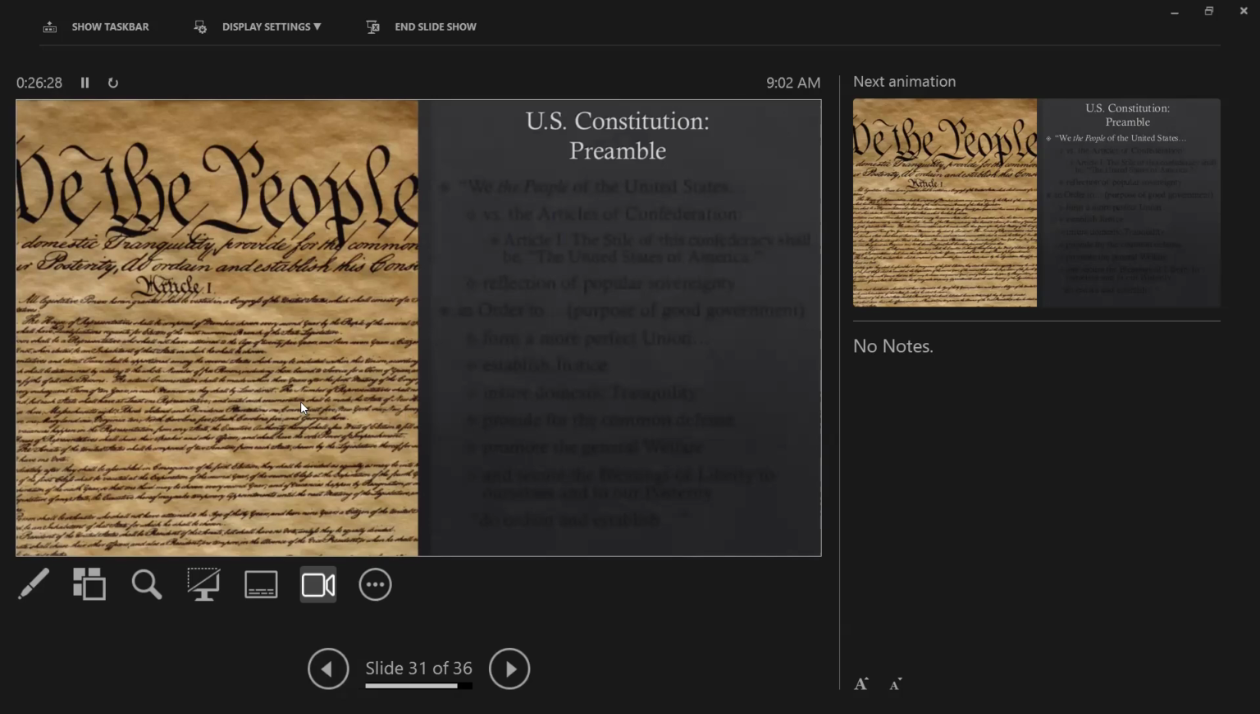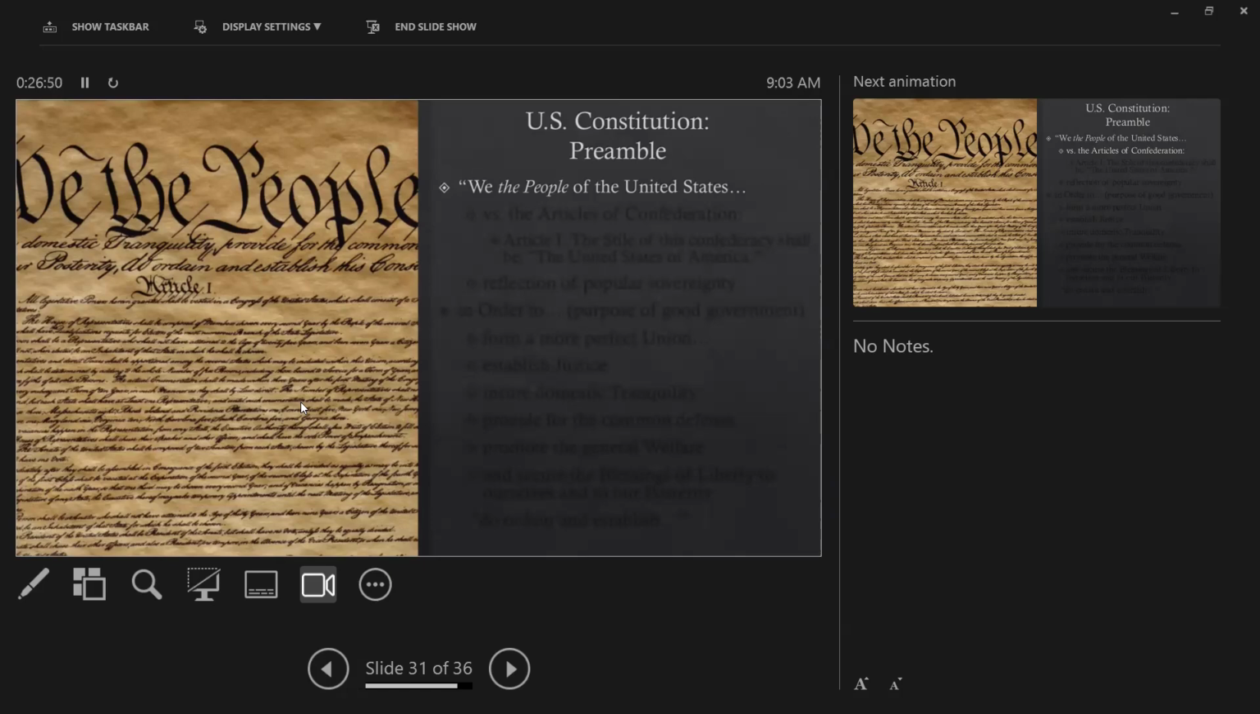And we'll start with the preamble. I just want to make some important points. I know it's just a preamble. It doesn't really have any legal effect, but it does reflect the point of view of the founders of our country at this time. So we start out with the first few words: we, the people of the United States.